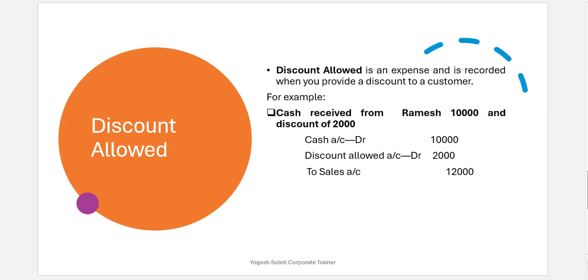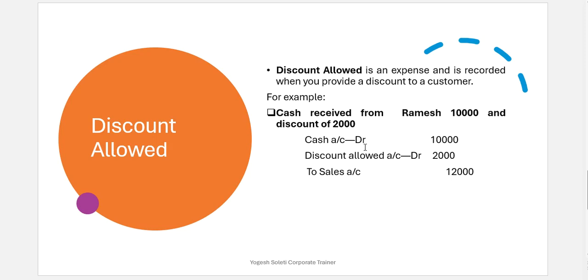So we have provided a discount. So for that, what have we given? Cash account debit, discount allowed account debit to sale. See, the actual amount we have received is only 10,000 rupees, but our sale amount is 12,000. In that we have provided 2,000 of discount. We will consider this also an expense. So this is how you need to write a journal entry.